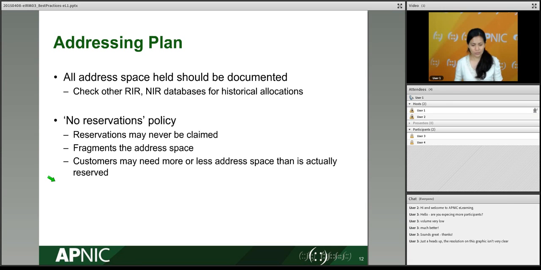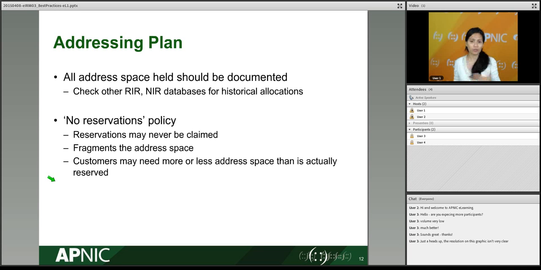It is also good to check with other NIRs or RIRs or databases for different allocations. So if you have IP blocks that were obtained from that process, when you're going to request from APNIC, you also need to show that. You also need to inform us that you have these blocks, not requested just from APNIC. You got them from other sources. That's especially true for multinational companies, right?